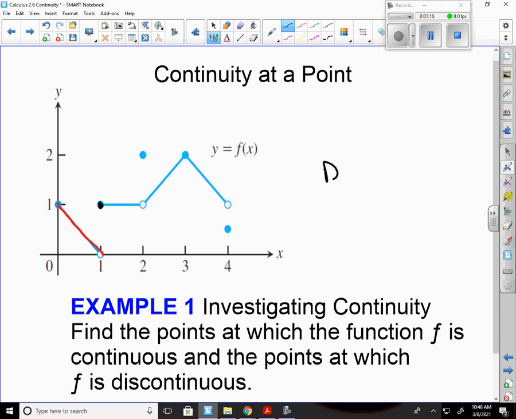So this would be discontinuous at x equals 1. Then as I continue along this graph, here at 2, I have an open circle, and then it jumps again up to 2. So it would also be discontinuous at 2. Coming up to x equals 3, this is continuous because it doesn't jump. And then I come down here, and at 4, when I'm hitting 4, I jump from 1 down to like 1/2. So this would be discontinuous at 4 as well.